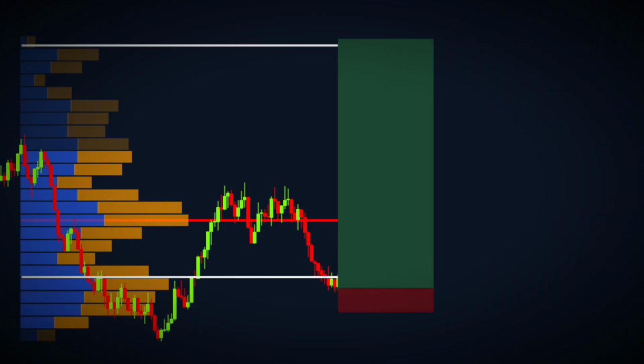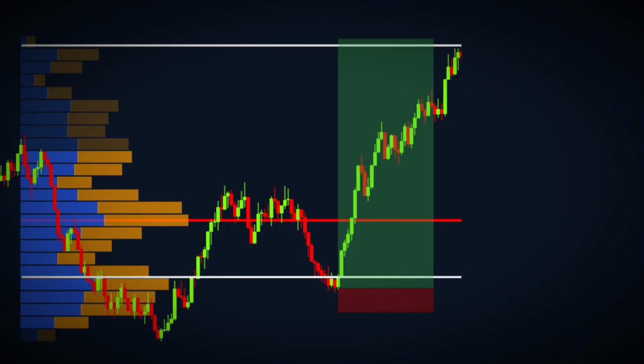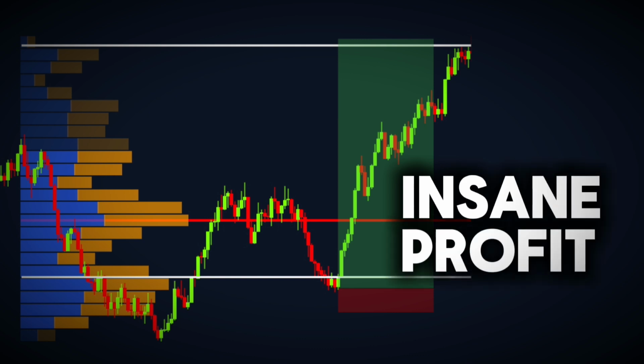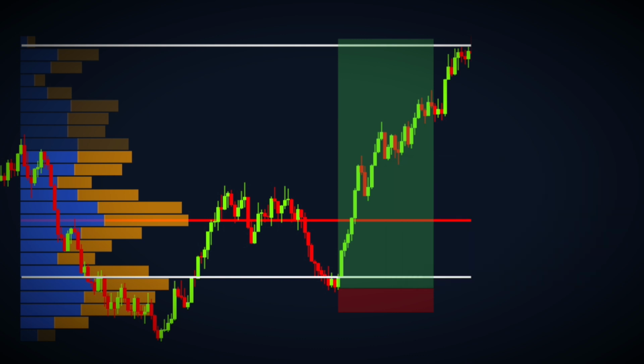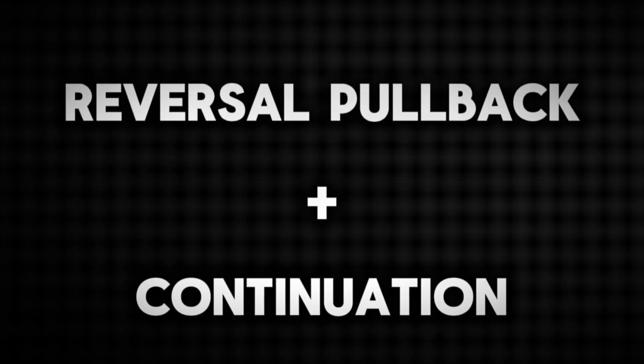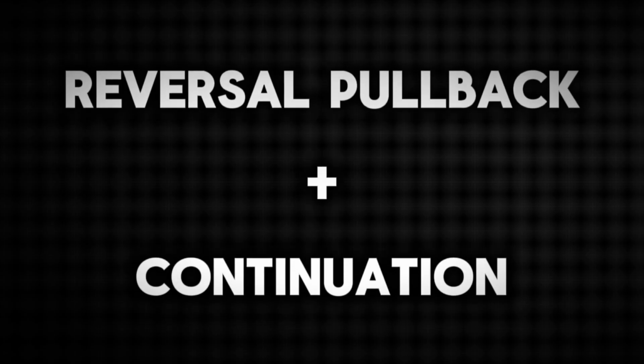And just look at this. Price spiked up fast, giving you insane profit. And if you look closely, it literally started at the tip and exploded up, but it keeps getting better, because this is just the continuation entry. But how I flipped this account is by catching both the reversal, pullback, and continuation.